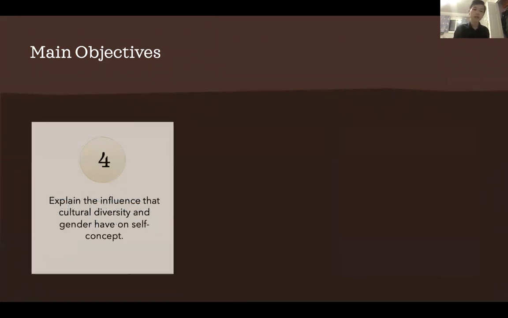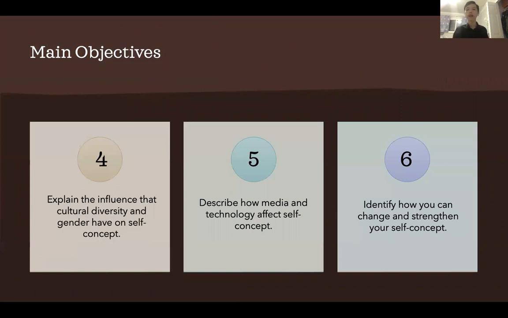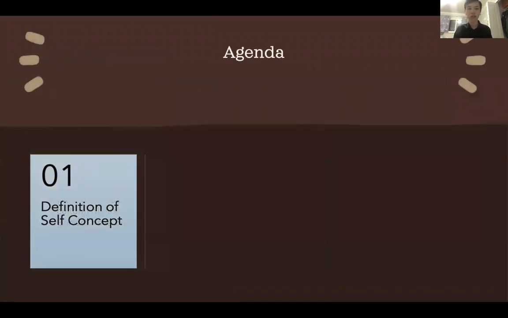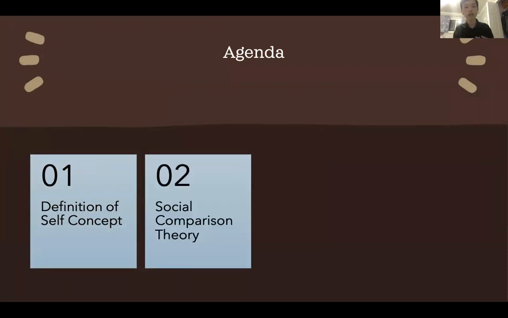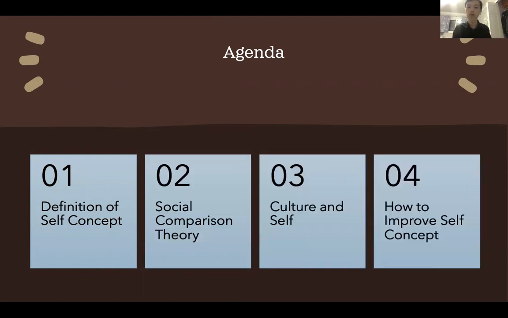4 is explain the influence that cultural diversity and gender have on self-concept. 5 is to describe how media and technology affect self-concept. And 6, how you can change and strengthen your self-concept. I'm not going to go over all these 6 objectives today. My agenda for this video is to 1, define what self-concept is, 2, what is the social comparison theory, 3, the culture and self, and 4, how to improve self-concept.